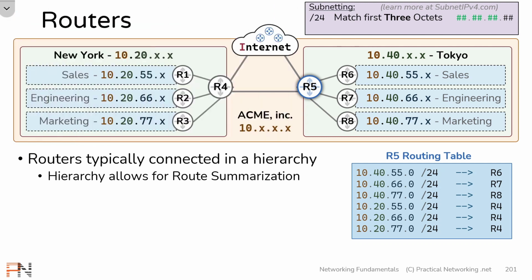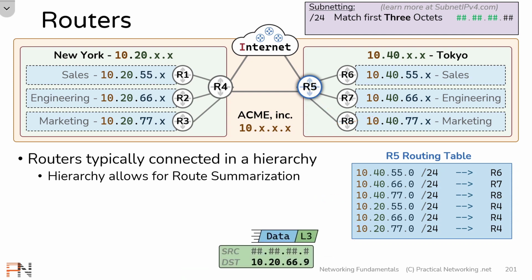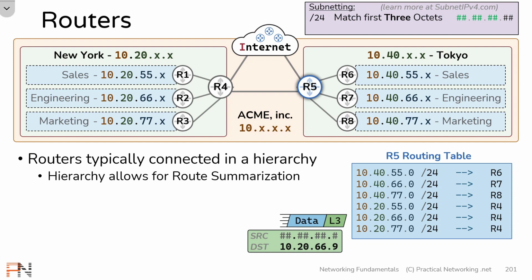In practice, the way it works is if a packet showed up to router 5 that looked like this, each of these routes would have router 5 look at the first 3 octets to find a match. 10.40.77 matches this route right there, and this particular packet would be sent to router 8. And if this packet were to show up on router 5, again, router 5 would take a look at the first 3 octets to find a match, and a match would be found right there, and this particular packet would be sent to router 4. So that's what that /24 means.